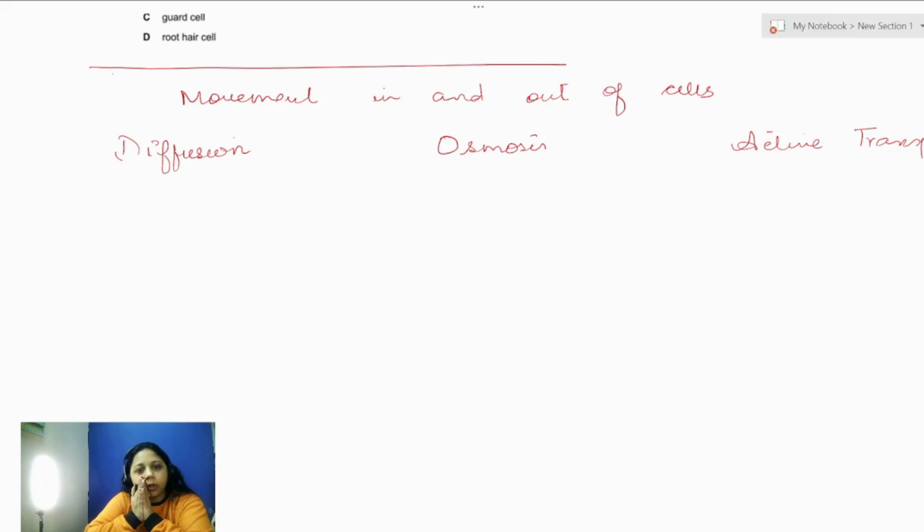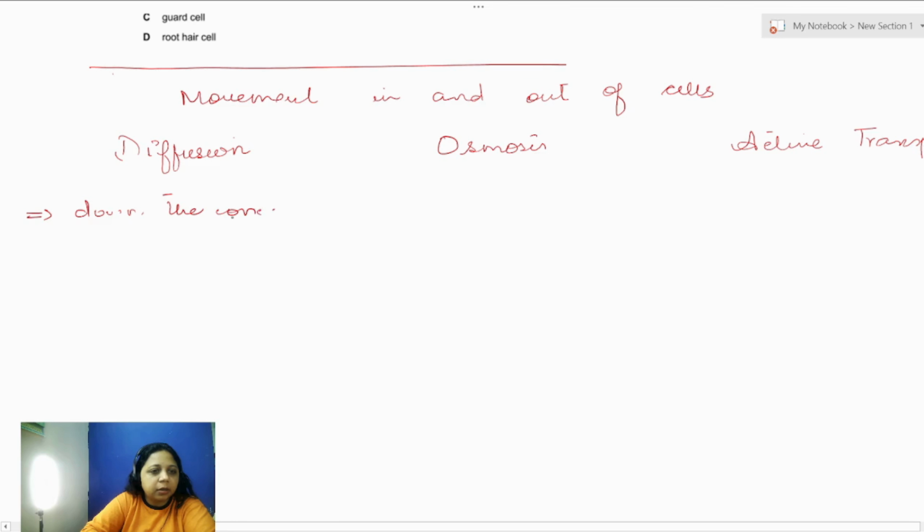So when we talk about the general movements, it means we are giving the general characteristics of these. Though there are details as well, here we are discussing the general things. When we talk about diffusion, it is down the concentration gradient, from high concentration to lower concentration. What about osmosis? It is also down the concentration gradient.